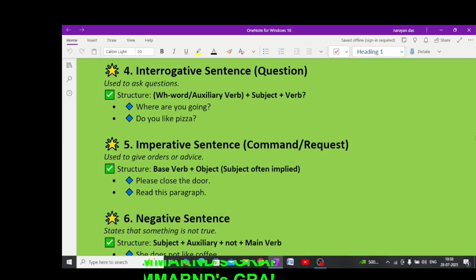Example sentences are, where are you going? Where is the WH question word, are is the helping verb, you is the subject, going is the main verb. Second example, do you like pizza? Do is the helping verb asking question, you is the subject, like is the main verb, pizza is the other words or object.